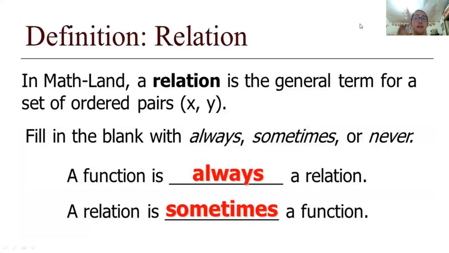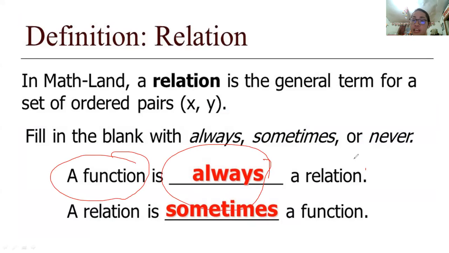Okay, so now let's go over here, definition of relation. Let's just sum it up about the relation and function. Again, function is the third basic term in mathematics. In Mathland, a relation is the general term for a set of ordered pairs x and y. And always remember this one. I want to highlight this.